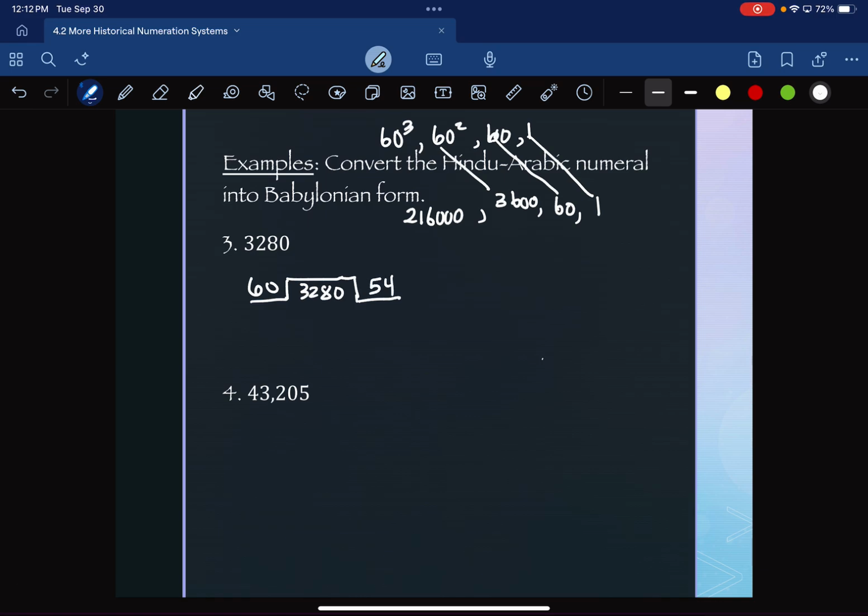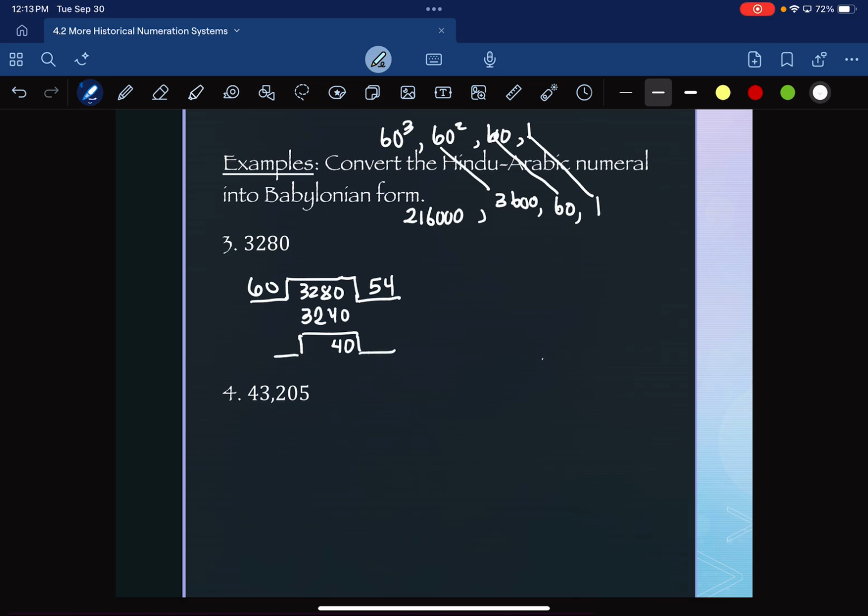And then we're going to multiply that 54 times the 60. So what's 54 times 60? 3240. Thank you, Shelby. Okay, so 3240. And I'm going to subtract. What's 3280 minus 3240? 40. Okay, so does it look good so far?